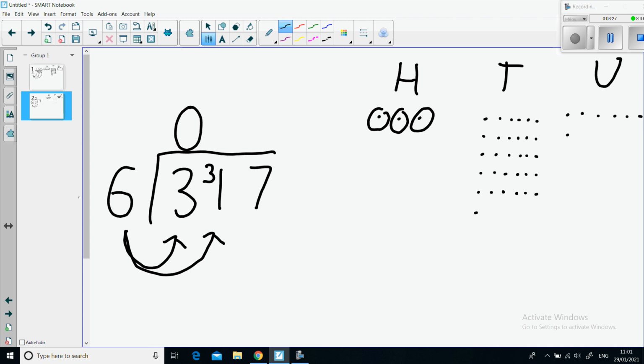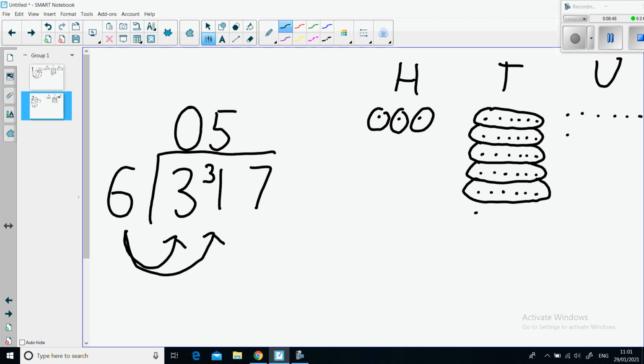And we've got to work out how many 6s go into 31, so we're going to group them all together. So we've got 1 group of 6 here, 2 groups of 6 here, 3 groups of 6, 4, 5 groups of 6. We've got 5 groups of 6 there. So that 5 groups that we've got will put above our 31 because that's where our answer is. And we've got to see how many we've got left over. So we've just got the 1 left over this time.